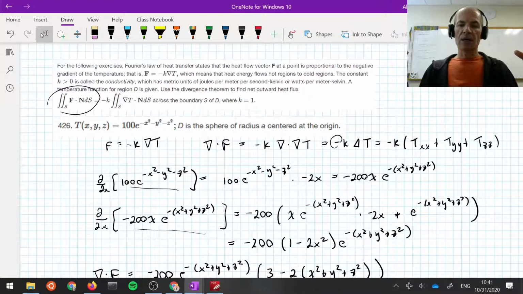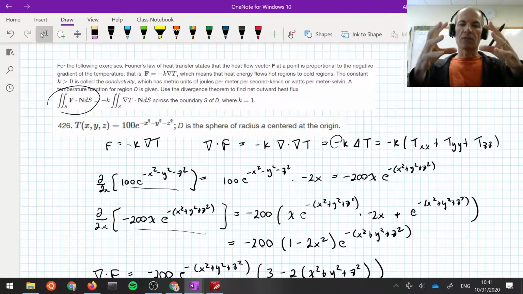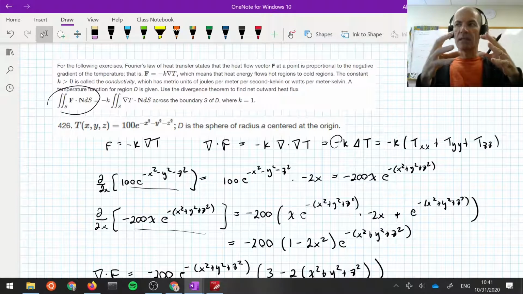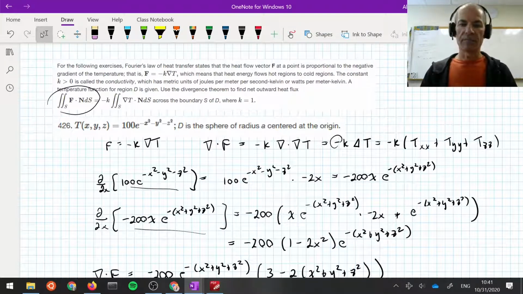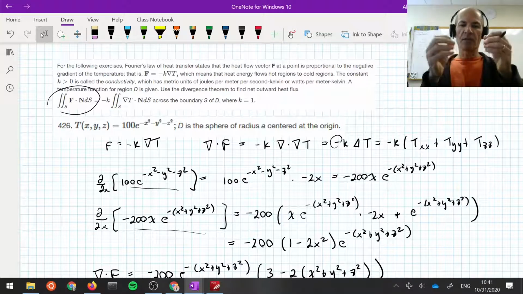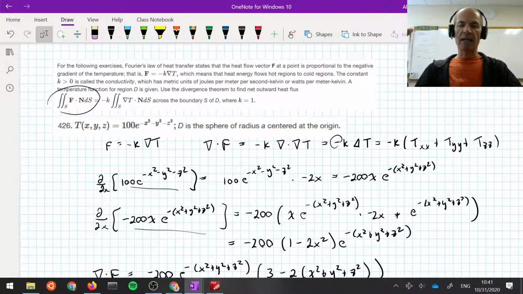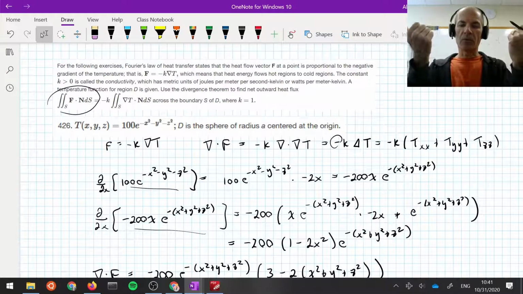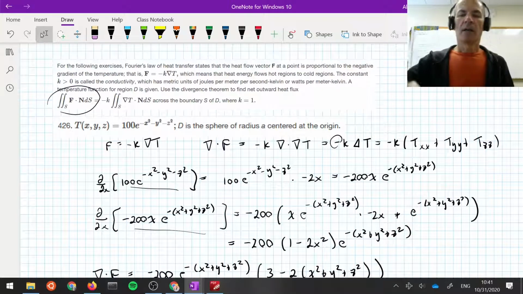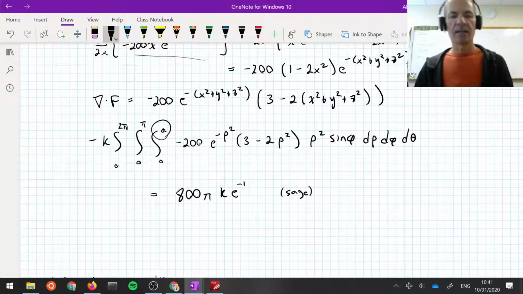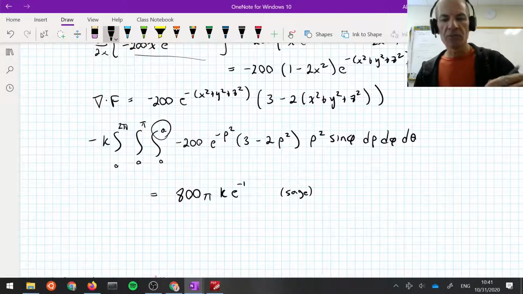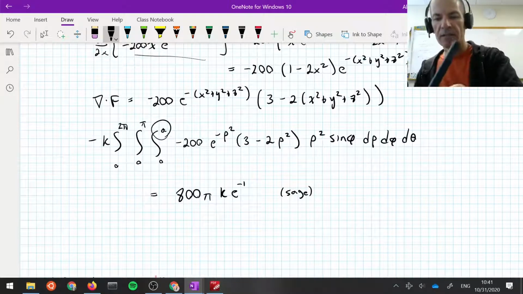Which way does heat flow? Heat flows from hot to cold. So if we're looking at the surface of the sphere of radius a centered at the origin, we would expect that flow to be positive. Heat flowing from the inside to the outside. We have an outward pointing normal, so the heat flow is in the same direction as the outward pointing normal. Another thing that you might notice here is even though we had an a in the original integral, there's no a in the final answer.